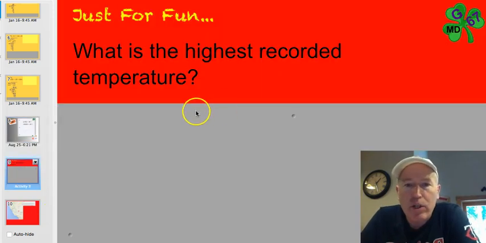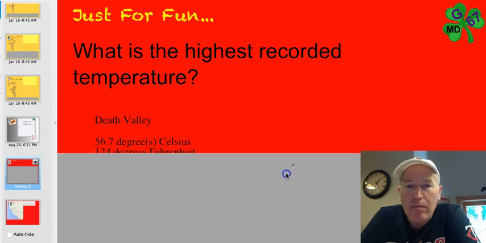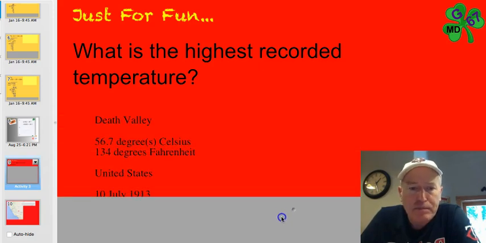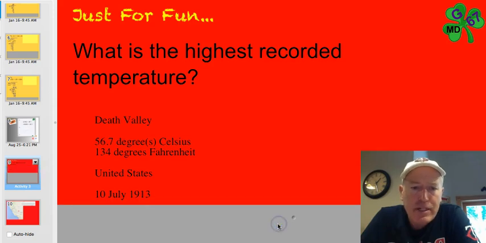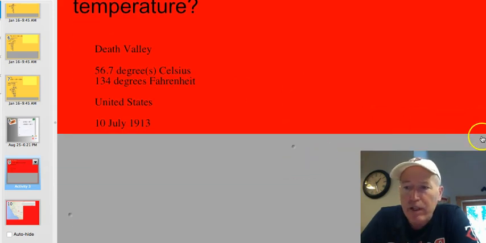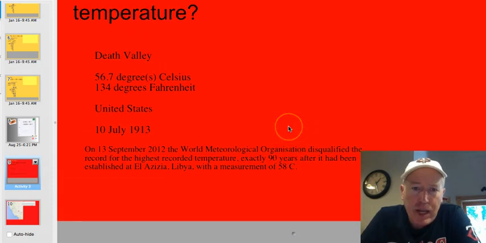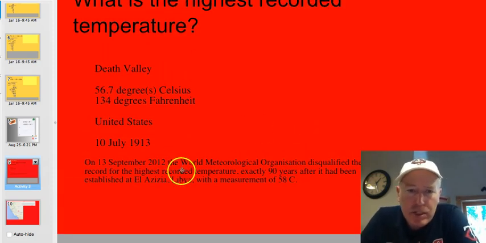What is the highest recorded temperature? It is actually in Death Valley, California, on July 10th, 1913. They recorded 56.7 degrees Celsius, which is 134 degrees Fahrenheit. Kind of interesting. Let me just add another interesting fact here. Actually, they had changed it on September 13th, 2012.